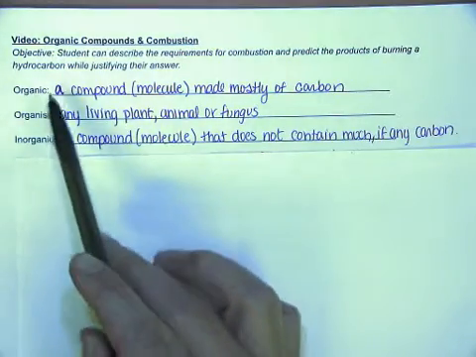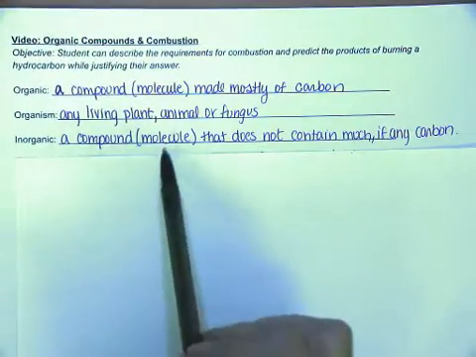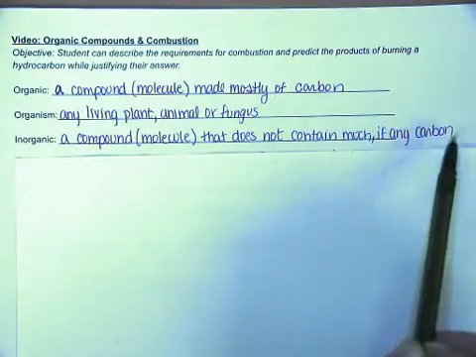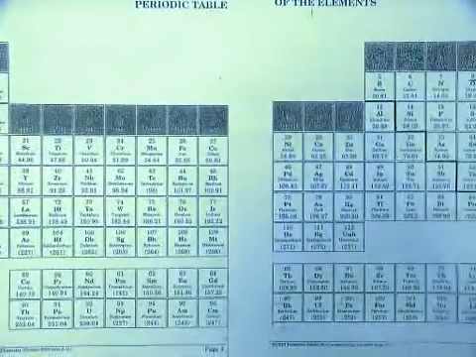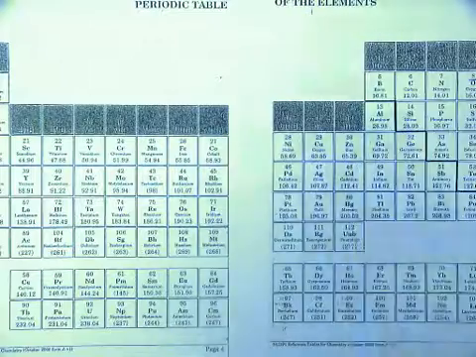Inorganic is the opposite of organic. An inorganic compound is a compound or molecule that does not contain much, if any, carbon. These compounds are usually elements that are found in the middle of the periodic table, which are mostly metals.